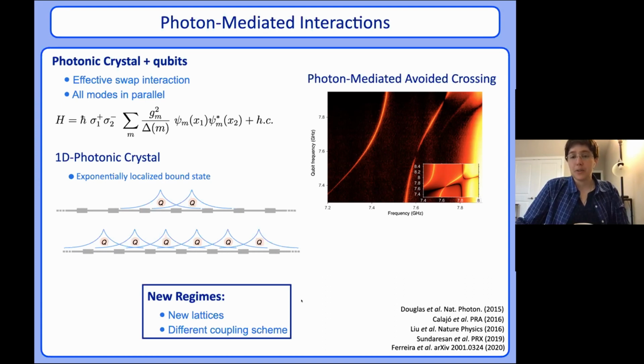I'm going to start by telling you about the kinds of lattices that we have access to with coplanar waveguides and the kinds of interactions that they natively allow us to build. And then at the end of my talk, I'll tell you a bit about some things that we're working on to go to a new coupling scheme.